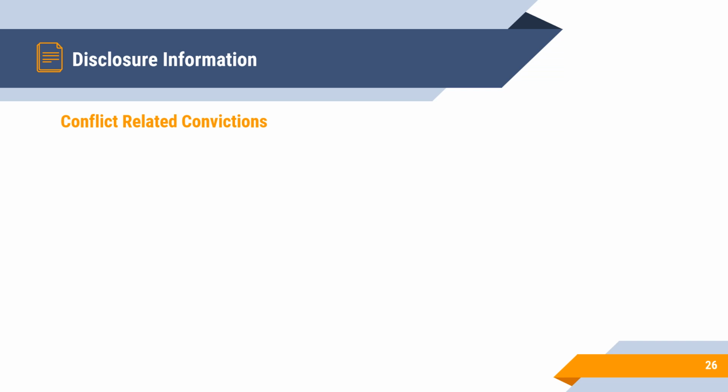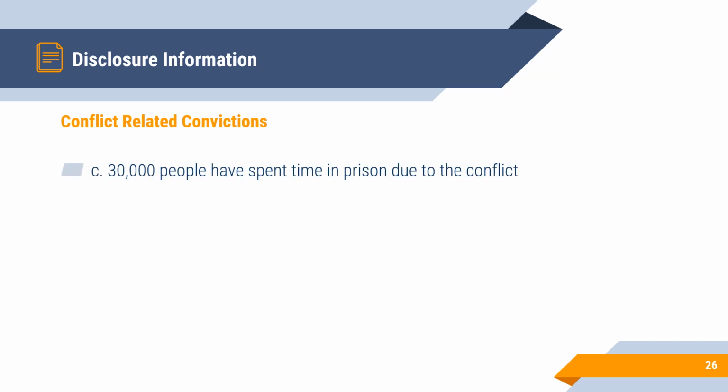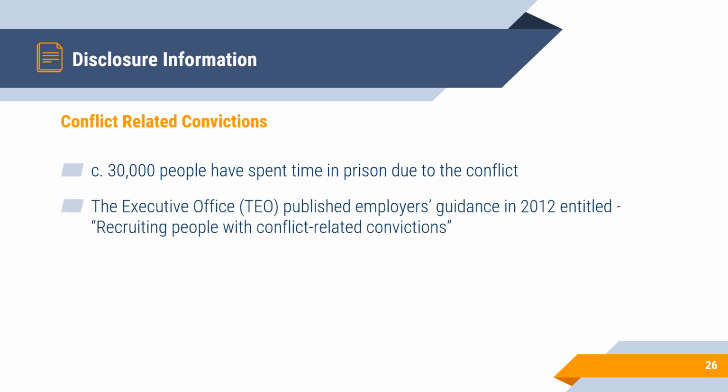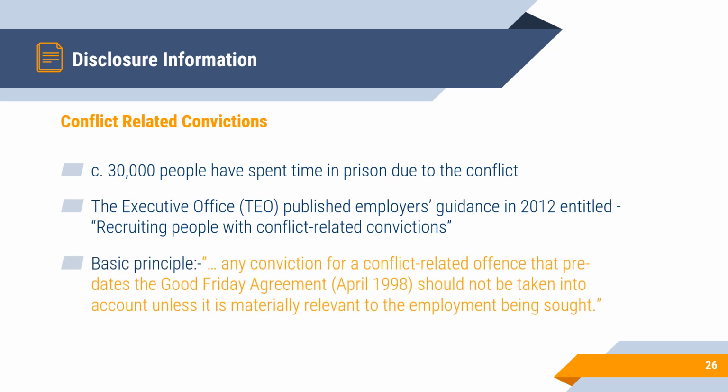The final area I'd like to cover in this session is the guidance issued by the Northern Ireland Executive on the treatment of conflict-related convictions for employment purposes. It is estimated that some 30,000 people spent time in prison as a result of the conflict in Northern Ireland. In 2012, the Executive Office published employers' guidance entitled Recruiting People with Conflict-Related Convictions. The basic principle of this guidance is that any conviction for a conflict-related offence that predates the Good Friday Agreement should not be taken into account unless it is materially relevant to the employment being sought. The full guidance is available on the Executive Office website.